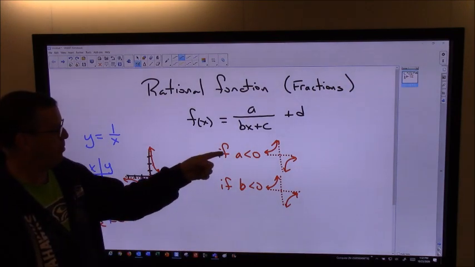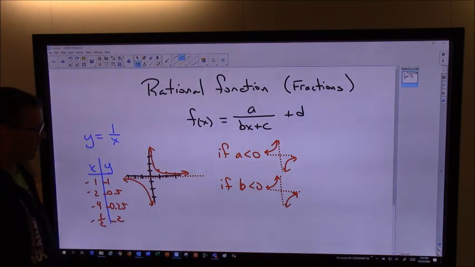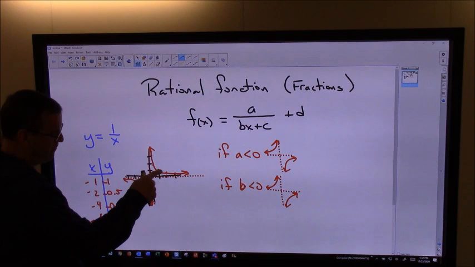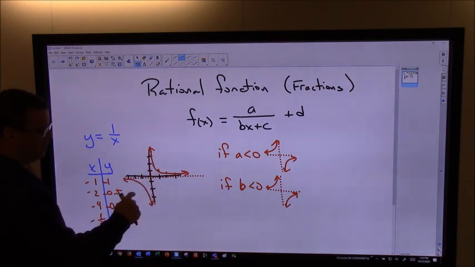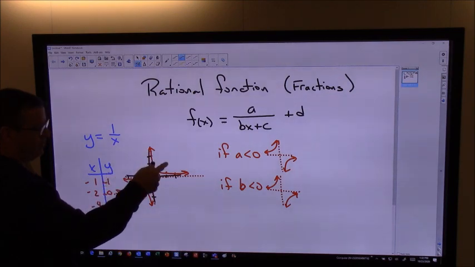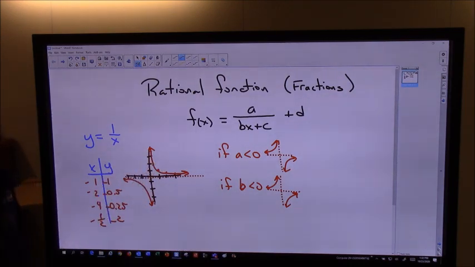What happens if both A and B are negative? Well, if they're both negative, this piece flipped down to here, and then it flipped over to here. This piece flipped up and then over. So really, these two curves just swapped spots, but it looks the same, right? In terms of graphing, it just looks the same.